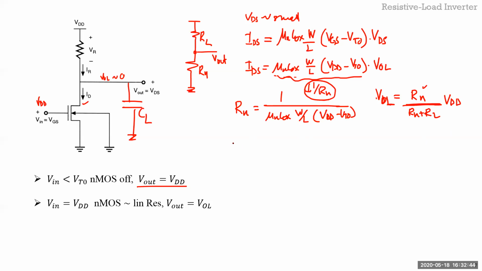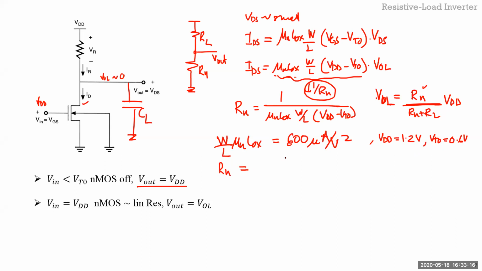So if I take a quick example, let's take mu n Cox, let's say it's like 600 microamp per volt square. I'll just put the whole thing, W over L times mu n Cox is this thing. And let's say VDD is 1.2 volts. VT0 is, let's say 0.6 volts. Okay, so if that's the case, then you can calculate the Rn to be 1 over 600 microamp per volt square times VDD minus VT, which is 0.6.